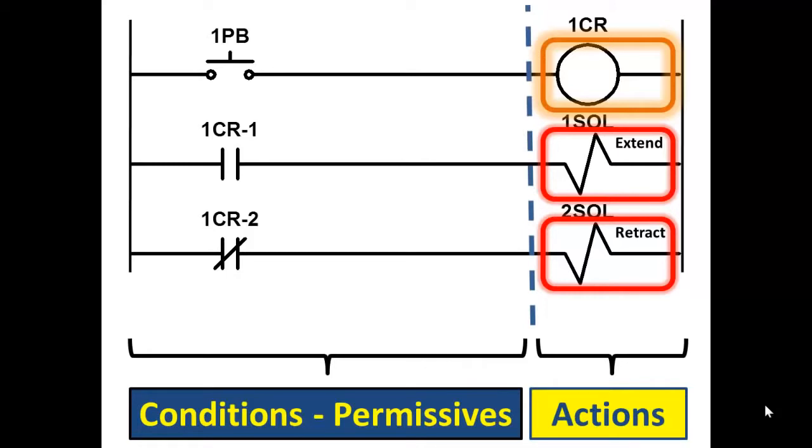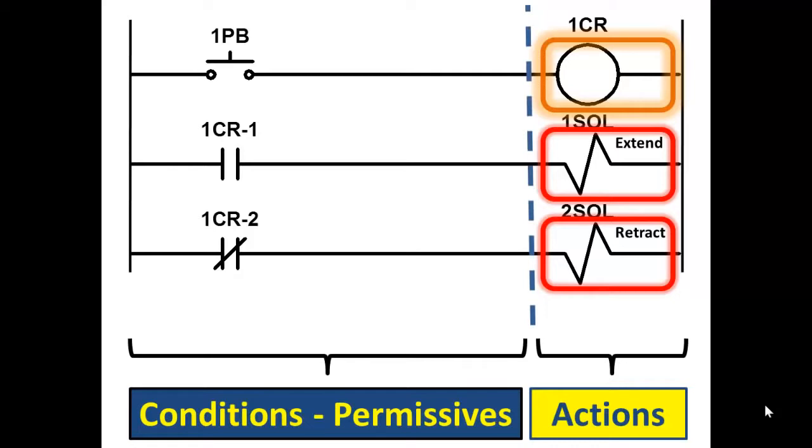Now, actions are on or off. Conditions or permissives are always true or false. The first one is a push button, so it's true if pushed. The second one is true if on for the relay coil, and the third one is true if off for the relay coil. So conditions and permissives are always true or false. Don't say on and off.